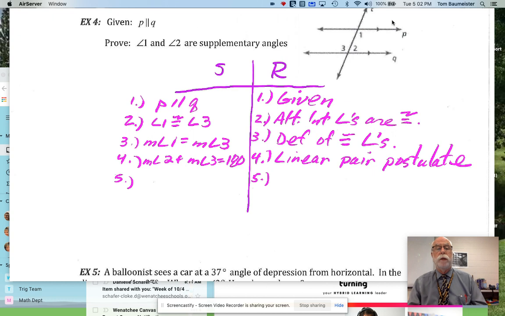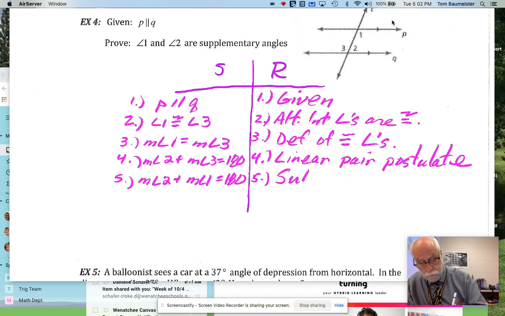All right, so now I want you to see. I have the measure of angle 1 equals the measure of angle 3. I have the measure of angle 2 plus the measure of angle 3 equals 180 degrees. So can I not substitute angle 1 in for angle 3? Because we said they were equal. And what was that word I just told you? Substitute. So we're going to say then that the measure of angle 2 plus the measure of angle 1 is equal to 180 degrees. And again, I just told you, by substitution.